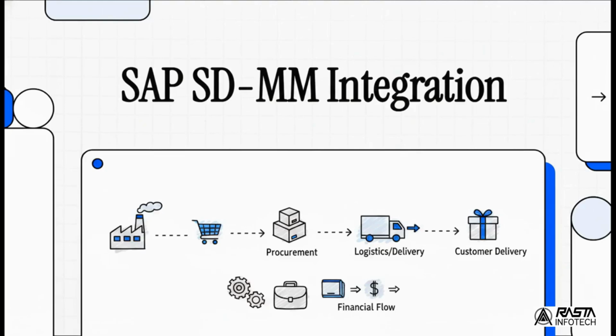Welcome to this explainer. Today, we're diving into a high-level strategic briefing on what is, quite honestly, the absolute backbone of modern enterprise architecture, SAP SD and MM integration. Look, if you want to understand how top-tier businesses physically and financially move products all the way from procurement to customer delivery without skipping a single beat, well, you're exactly in the right place.